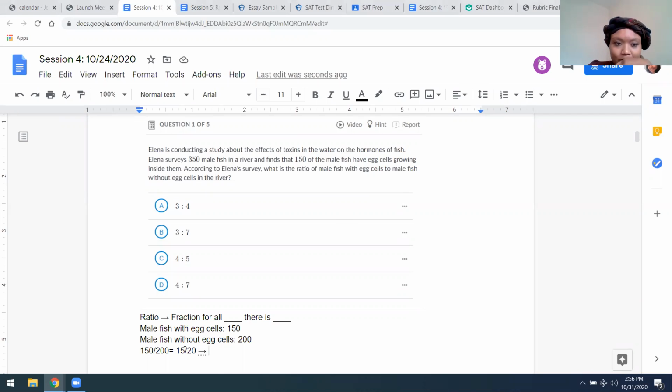Once we get to 15 over 20, we know that both of those numbers are divisible by 5, because we have a number ending in 5 and a number ending in 0. Numbers like that are divisible by 5. So 15 divided by 5 is 3. Okay, there we go. And 20 divided by 5 is 4. So the answer is A, 3/4.